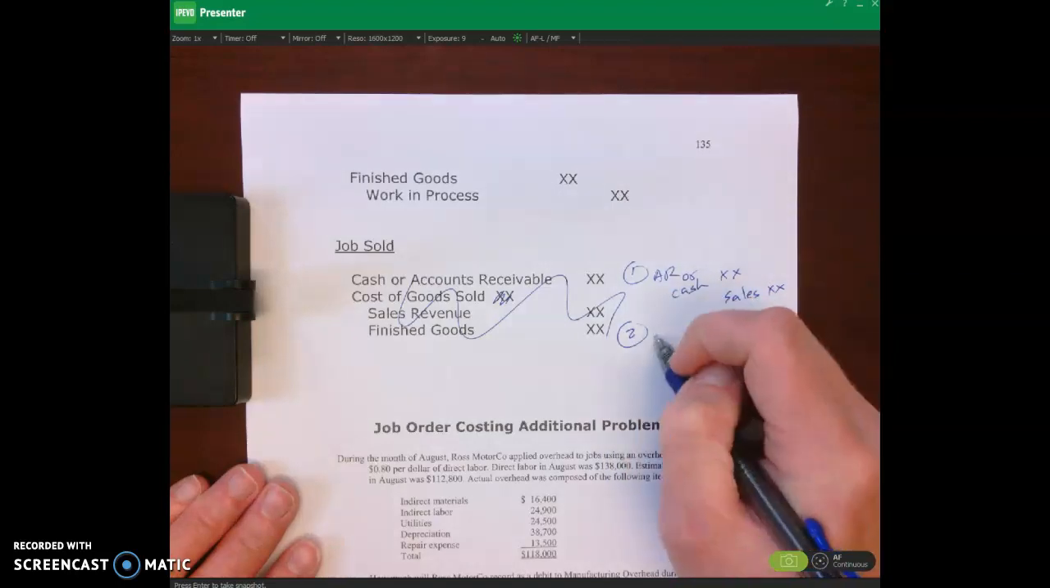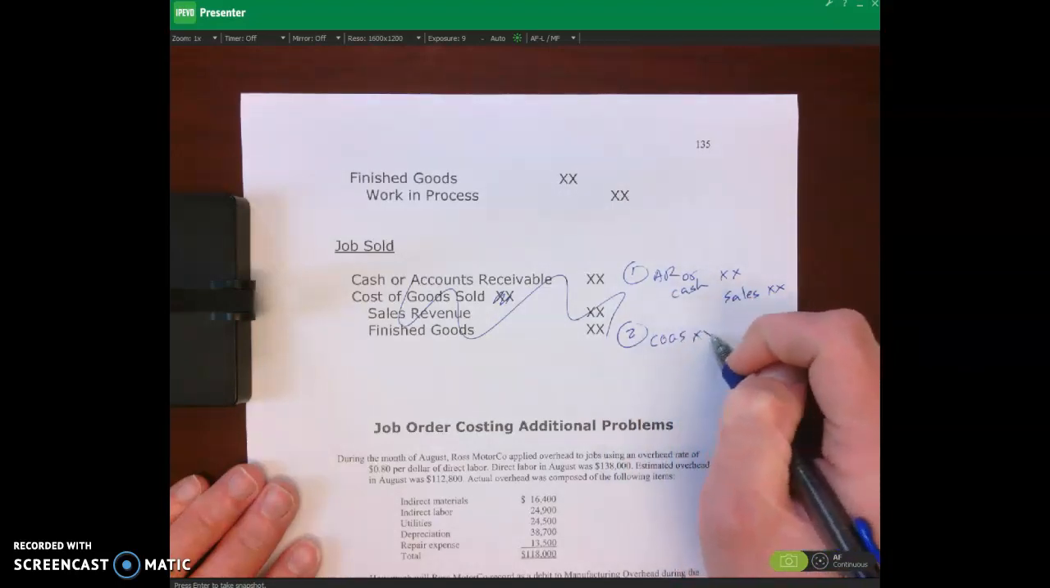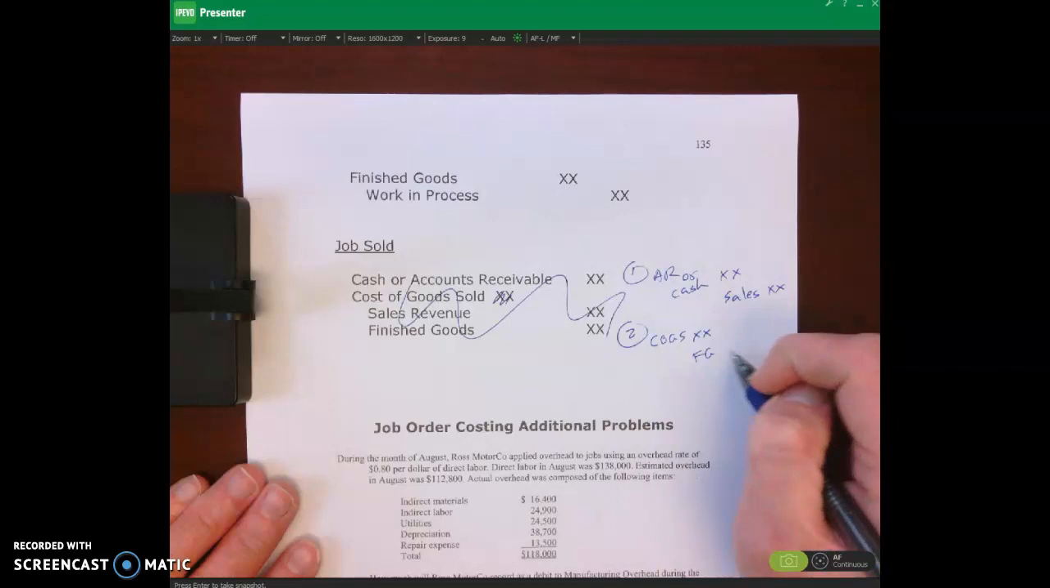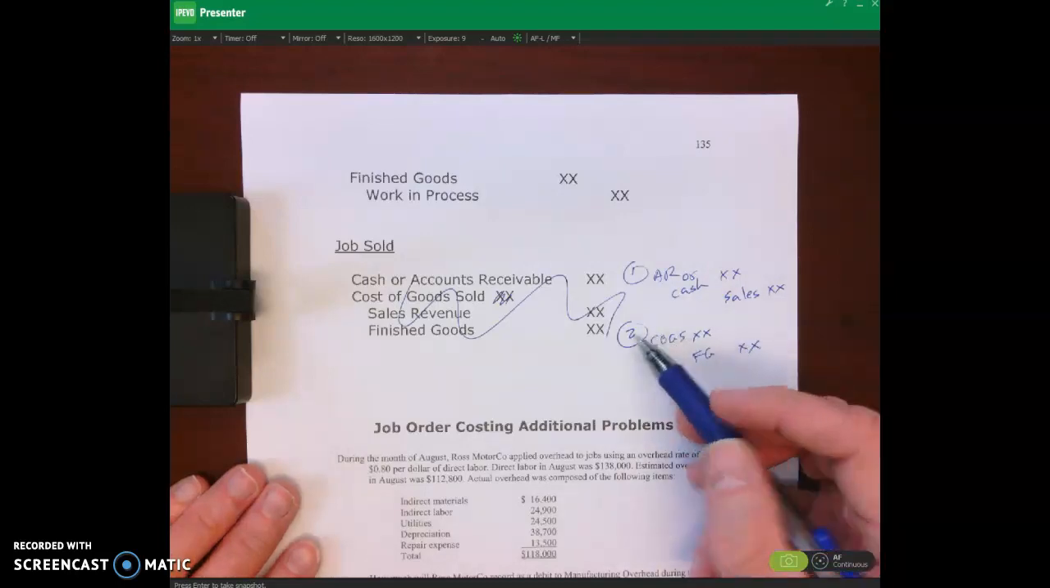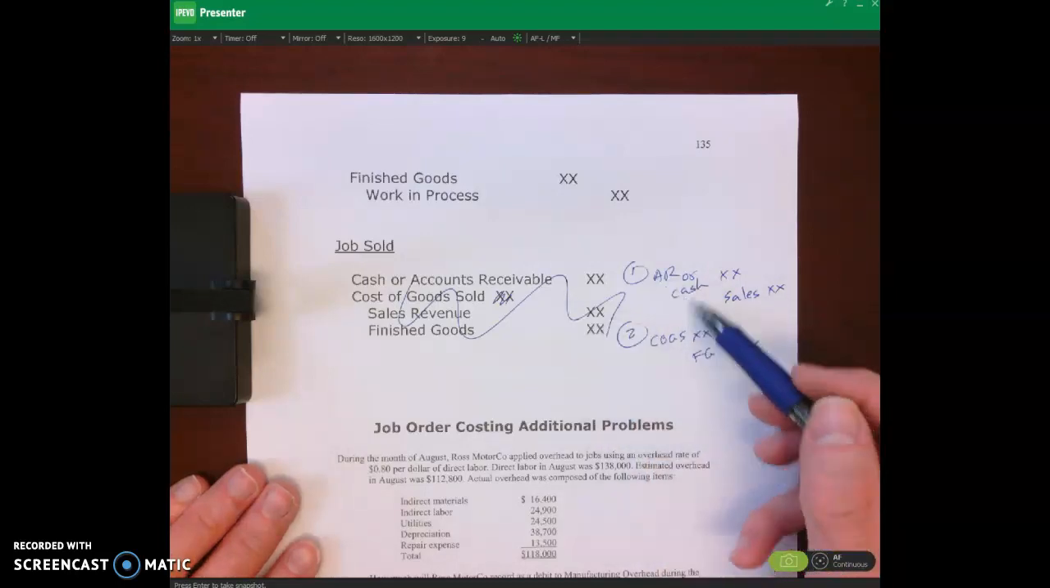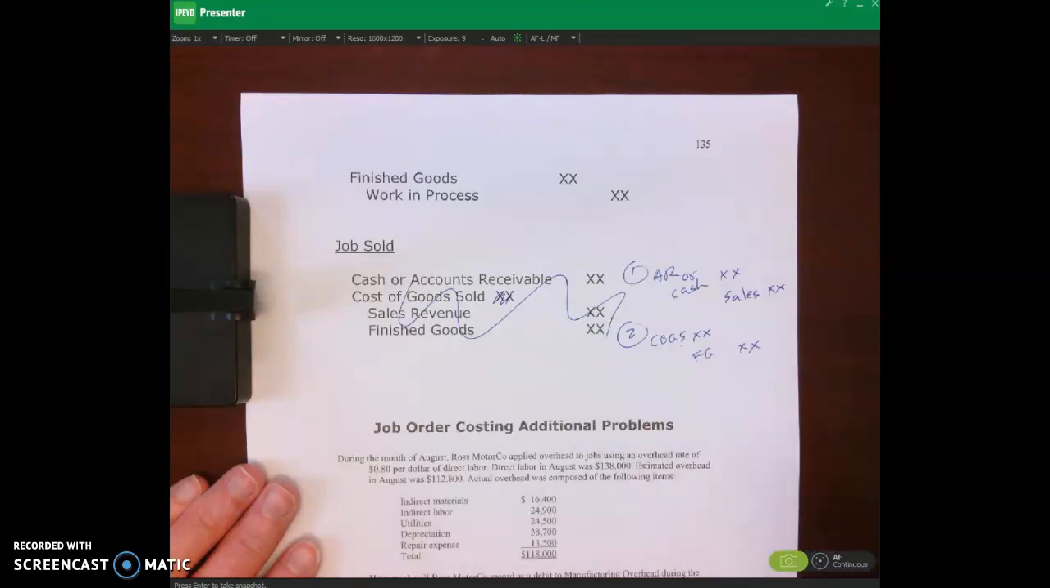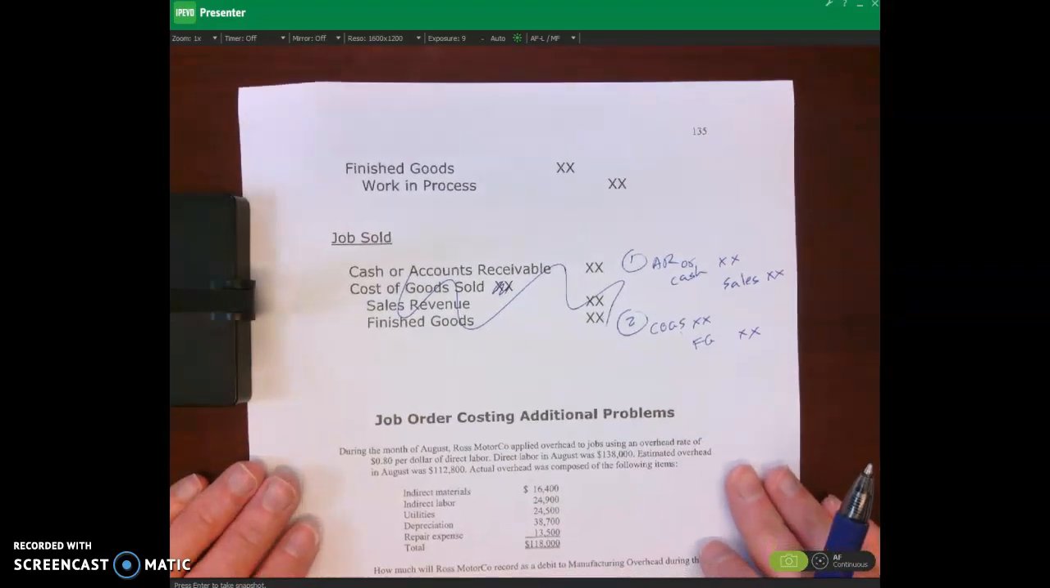And then the other thing is to recognize cost of goods sold: debit cost of goods sold, and credit finished goods. It's the same thing. I just think separating it out between the sales and then the cost of goods sold makes it a little bit easier to understand.